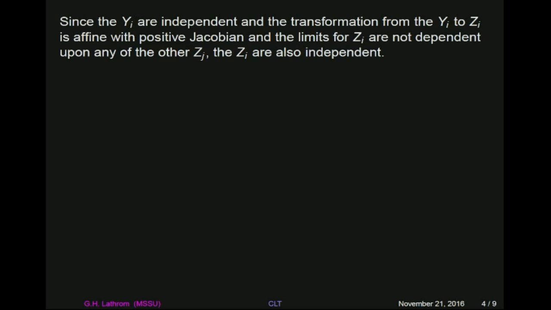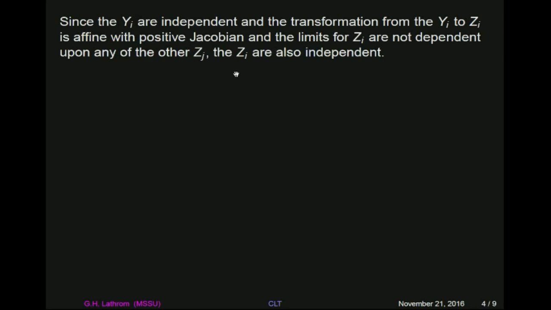Now, our y sub i are independent, and by the form of our transformation from y to z sub i, it's just an affine transformation, so we subtract a constant and divide by a constant. That means that the Jacobian of each transformation is just going to be a constant, and also that the limits in our transformation, just being affine, are still going to go from minus infinity to infinity. So that's not going to change.